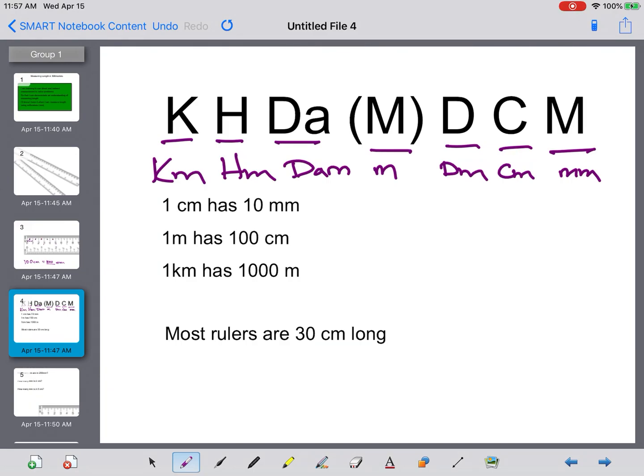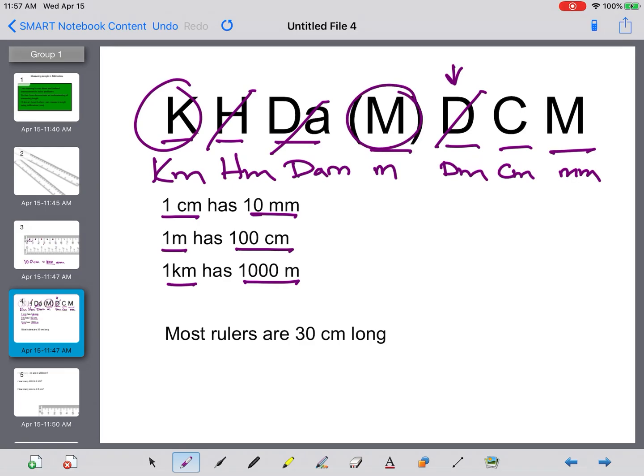Okay, so 1 centimeter, as I mentioned, has 10 millimeters inside it. 1 meter has 100 centimeters, and 1 kilometer has 1,000 meters in it. And the only reason I showed you just those 3 is because in terms of measurement, we don't typically use these other ones. We'd sometimes use a decimeter that has 10 centimeters in it, but it's quite rare. We usually just stick to kilometers, meters, centimeters, and millimeters. And just so you know, most rulers are 30 centimeters long.